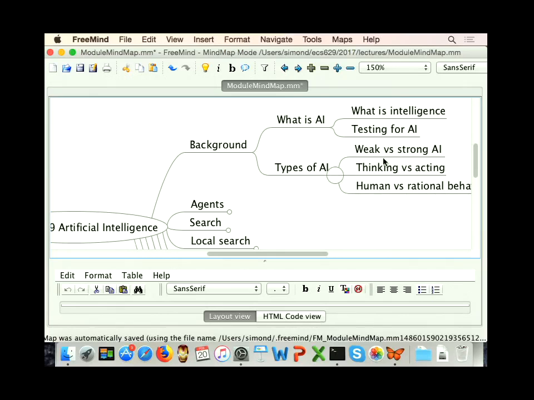And then we talked about weak and strong AI. Can somebody tell me what the difference is between those? The two philosophical positions.